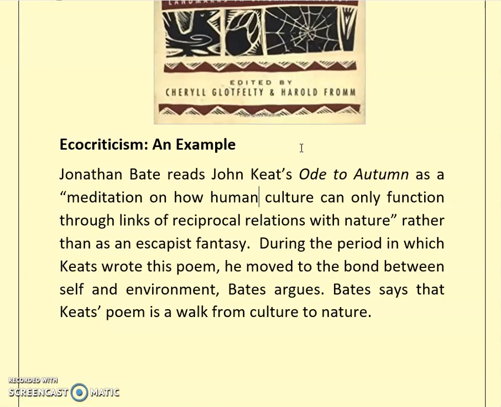See, the traditional view about John Keats' poem was that it was an escapist fantasy, but eco-critics read it as a movement from culture to nature. During the period in which Keats wrote this poem, it was observed by Jonathan Bate that Keats moved to the bond between self and environment, Bate argues. Bate says that the Keats poem is a walk from culture to nature. So this is only one example of eco-critical reading.